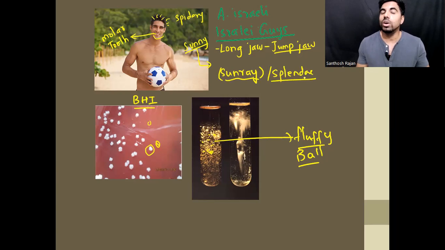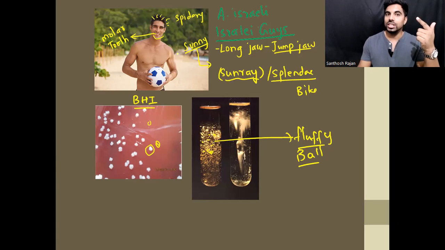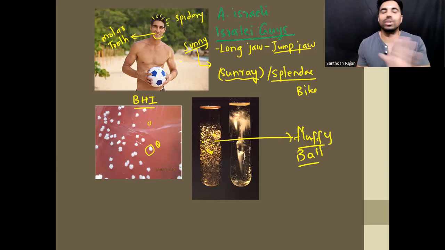Splendore-Hoeppli, that's what you have to remember. Israeli guys have a Splendor bike. And they love sun. They're always on the beach, you see, in the sunny beach. And they have what? Lumpy jaw. They have spidery hair. And they have molar tooth. Very simple. That much about actinomycosis Israeli. You'll never ever forget. Okay. Sunray, Splendor, lumpy jaw, molar tooth and the spidery head. That's it.